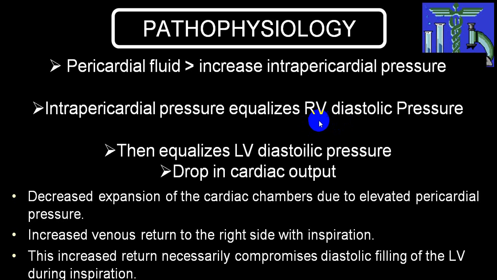So blood coming to LA and LV will be very low, which will give rise to marked decrease in cardiac output, and that will end up into severe fall in blood pressure and shock stage. So decreased expansion of cardiac chamber due to elevated pericardial pressure. The venous return to the right side during inspiration will be reduced, and there will be increased return necessary to compromise the diastolic filling of LV during inspiration.